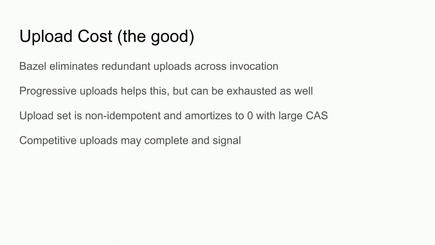The upload set is non-idempotent, and I might be using that word incorrectly, but I'm pretty sure that what happens as you accrue inputs on the remote side is that it amortizes down to 0 time or 0 uploads required. The only likely upload that you've got to do as a part of a novel execution or a novel action, something that you've changed, is literally what you've changed, maybe the action definition, a couple of directories, and the command.